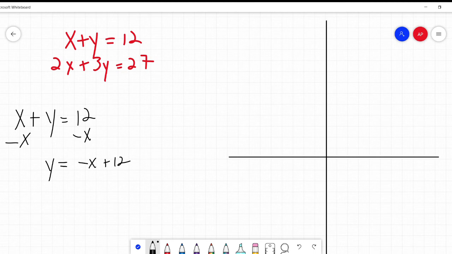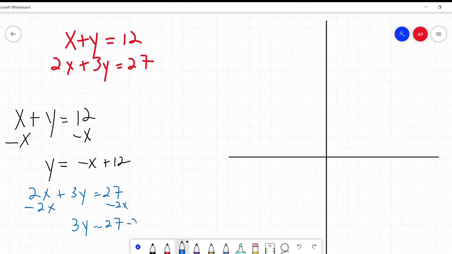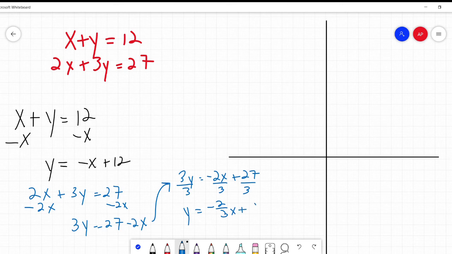My second one, 2x plus 3y equals 27. I want to change colors here to differentiate. Again, I want y to be by itself. So I'm going to subtract 2x from both sides. 3y equals 27 minus 2x. I'm going to rewrite that as 3y equals negative 2x plus 27. I'm going to divide both sides, everything in it, by 3. y equals negative 2/3 x plus 9.